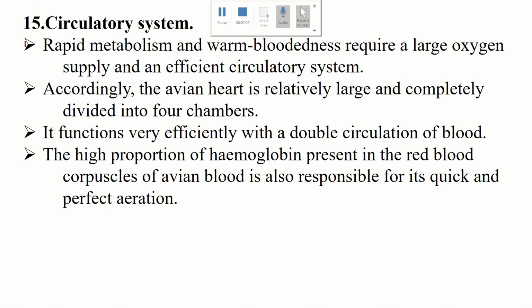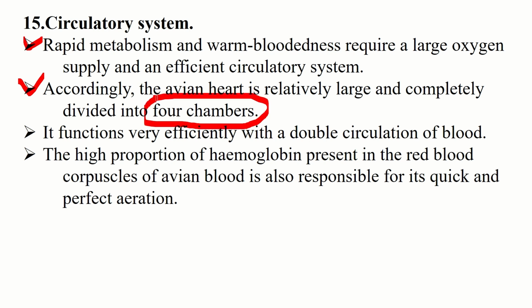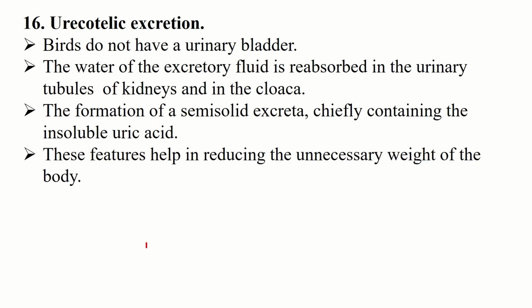Rapid metabolism and warm-bloodedness require a large oxygen supply and an efficient circulatory system. Accordingly, the avian heart is relatively large and completely divided into four chambers. They have a four-chambered heart, which functions very efficiently with a double circulation of blood. The high proportion of hemoglobin in the red blood corpuscles of avian blood is also responsible for its quick and perfect aeration.